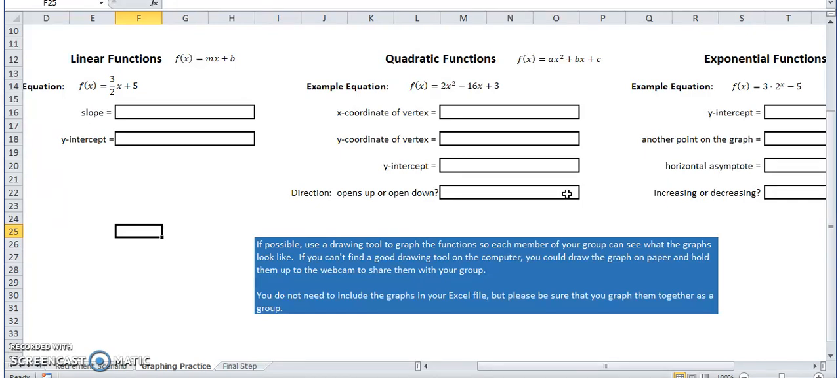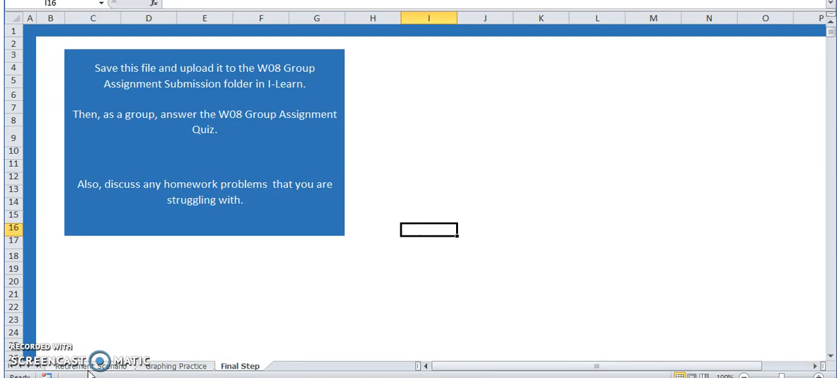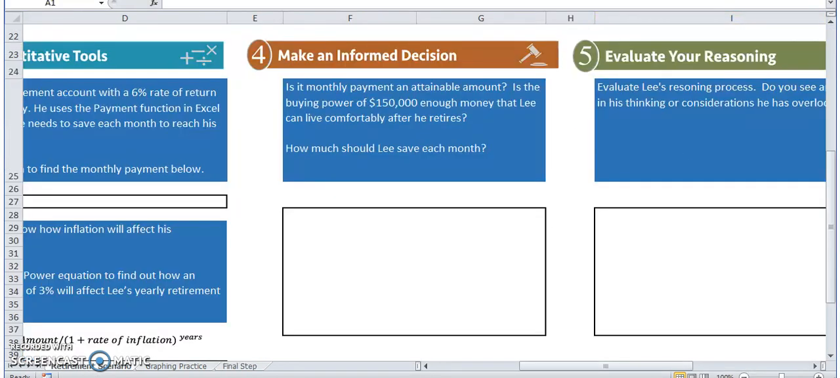Or I often use just a program like Paint. It works really well as a drawing tool where you can sketch these graphs. If you can, that's a great way to go and a good way to share the graphs with your group as you're working on these. Notice it also says you don't need to include those graphs in your file, but make sure you are doing the graphs together as your group. And that's it for your group assignment right there.